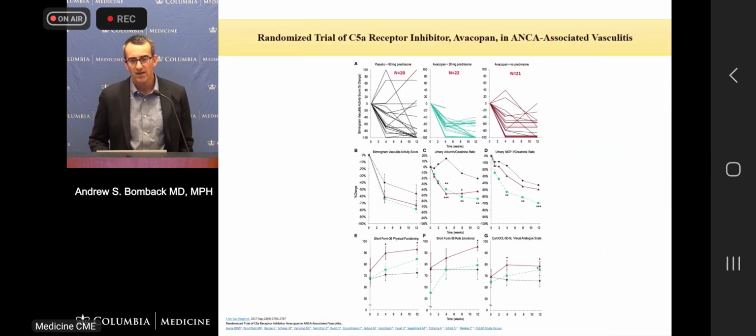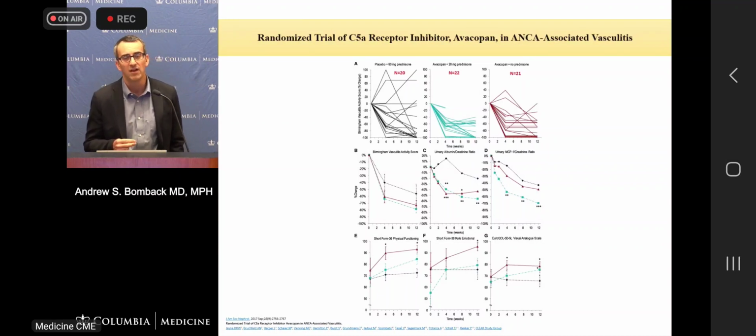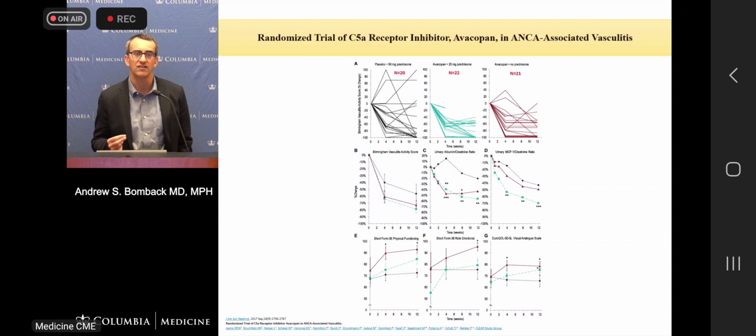Now, avacopan, which is a C5a receptor inhibitor, is the first complement drug that's made it to market for use in ANCA-associated vasculitis. And it's interesting to see how the drug was developed through early phase trials and then to the pivotal trial. So there were two phase 2 trials that were done. The first is the CLEAR study. This is the more definitive and important study in terms of how the drug moved through development and how it's intended to be used. So in the CLEAR study, there were 3 groups, each with about 20 patients.